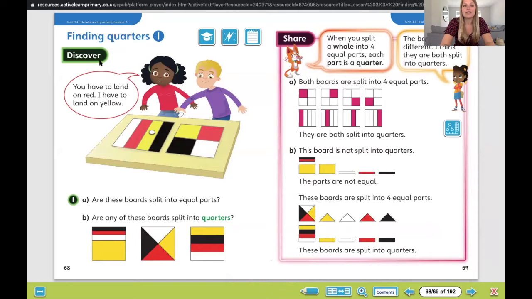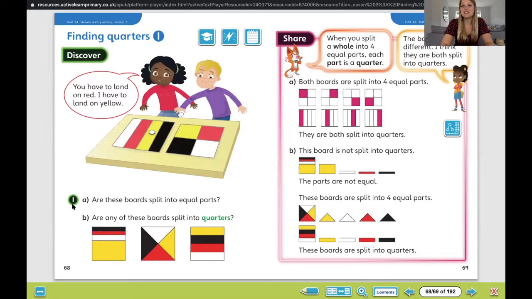So let's look at the Discover section. We've got a picture of a little girl and a little boy, and they're playing some board games. The little girl said, "You have to land on red. I have to land on yellow." So this is the little girl's board game, and this is the little boy's board game. Question 1A, are these boards split into equal parts? What does the word equal mean?